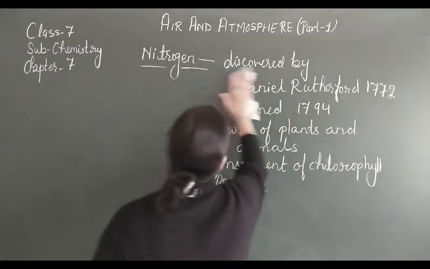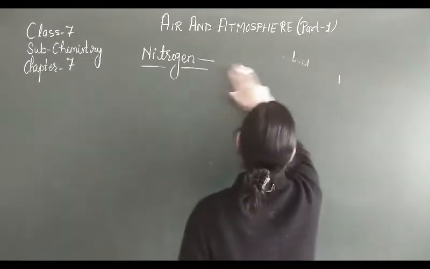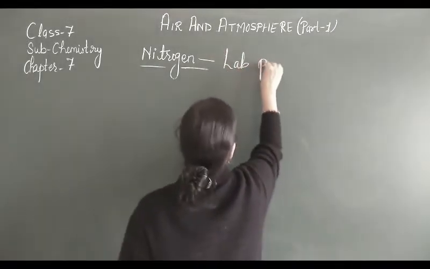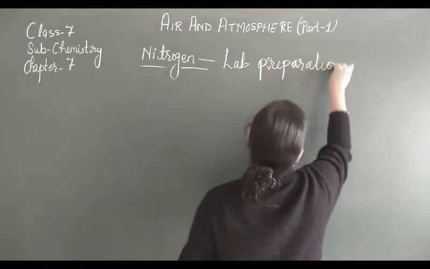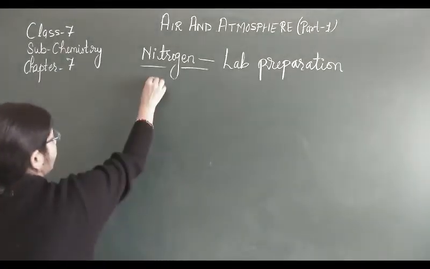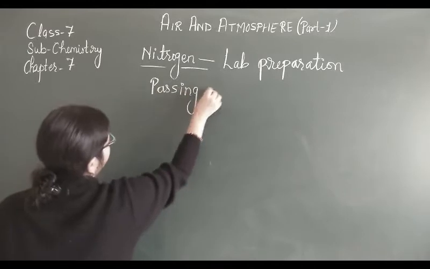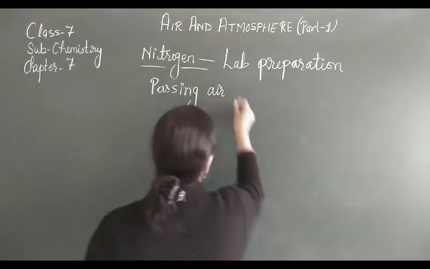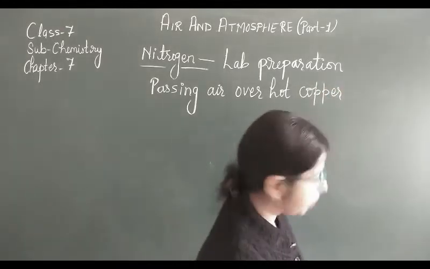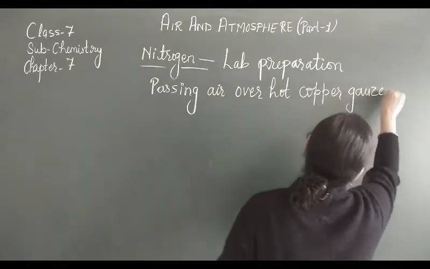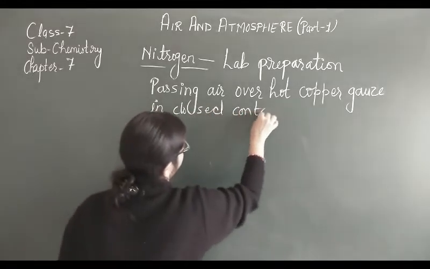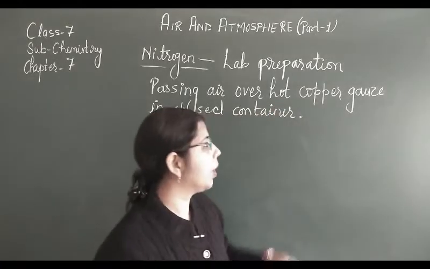Now, let us see how nitrogen is prepared in the laboratory. That means the lab preparation of nitrogen. In the lab, nitrogen is prepared by passing air over hot copper gauze in a closed, enclosed container.